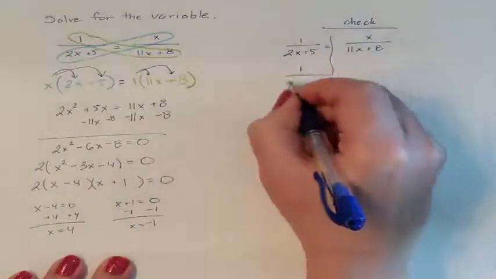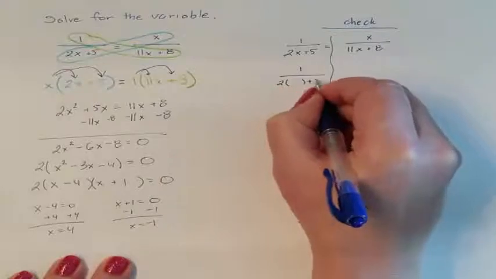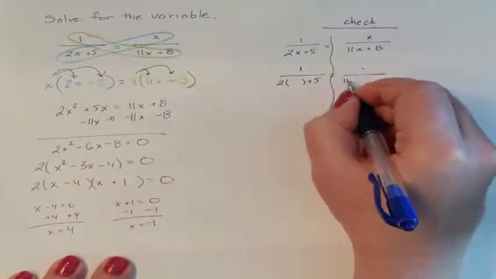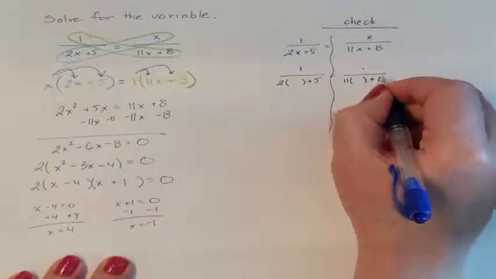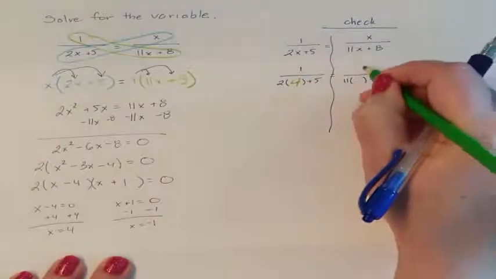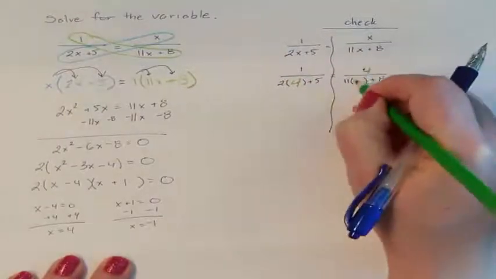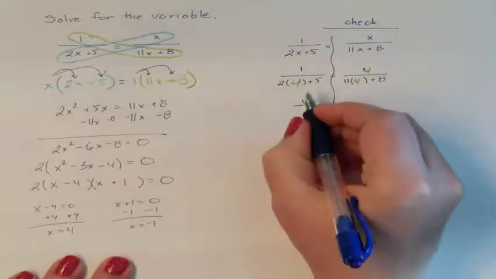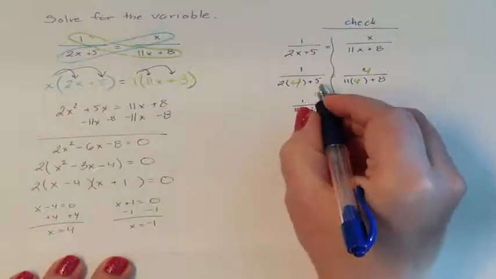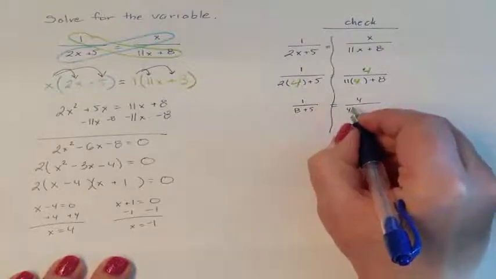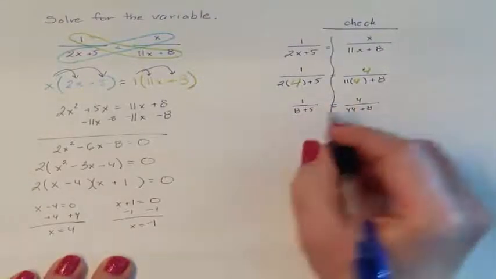So I have 1 all over 2 times I need my 4. It's supposed to be equal to I need my 4 all over 11 times I need my 4. So that was 2 times 4. The 4 was supposed to go up in the numerator, and that's 11 times 4. So I'm testing my 4. So this is 1 all over 2 times 4 is 8, and that's supposed to be added to the 5. Numerator is already a 4. 11 times 4 is 44, and that's supposed to be added to the 8.